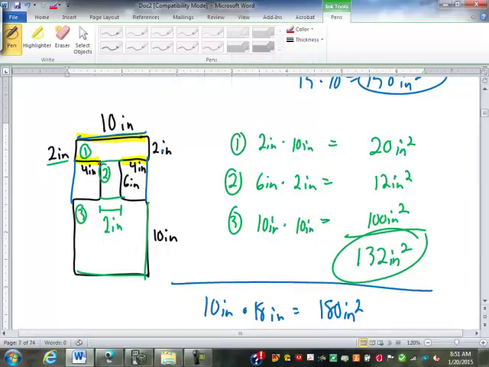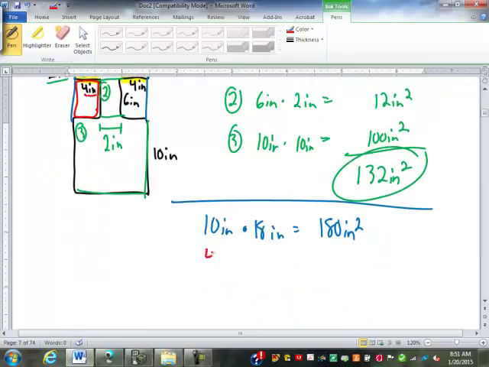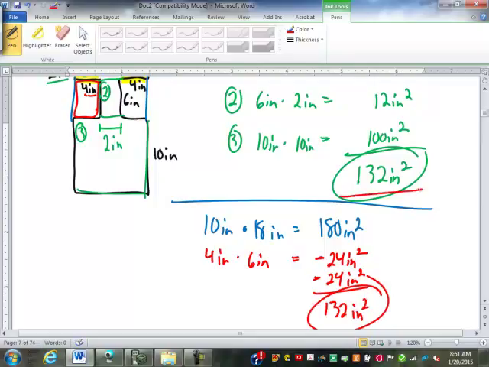But now we have these two that need to be subtracted out. 4 by 6 is 24 square inches. That needs to be subtracted. And there's another one that's 24 square inches on the other side. We subtract those out and we end up at 132 square inches. So we end up at the same area either way. It's just a matter of which one you prefer.